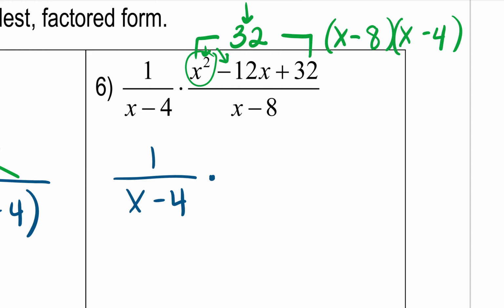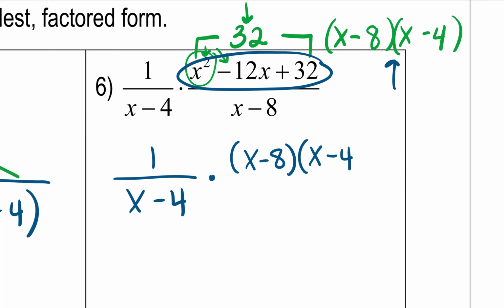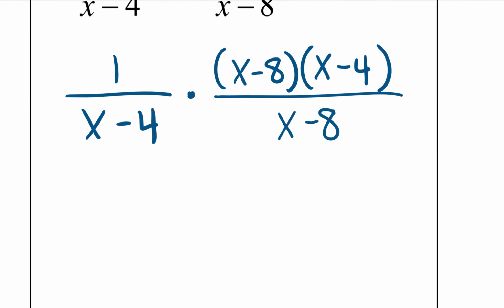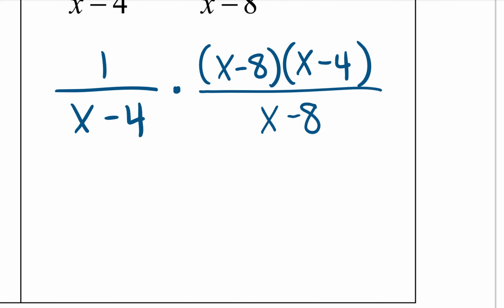Times. Now, instead of this giant thing right here, I'm going to write these two parentheses. So I have x minus 8, x minus 4. And then of course the bottom over here, x minus 8, that didn't do anything. Alright, now, so we couldn't do GCF, we factored. Now we reduce. So I have two x minus 8s, I have two x minus 4s, and everything else is gone except for this 1, right? So my answer is just 1.